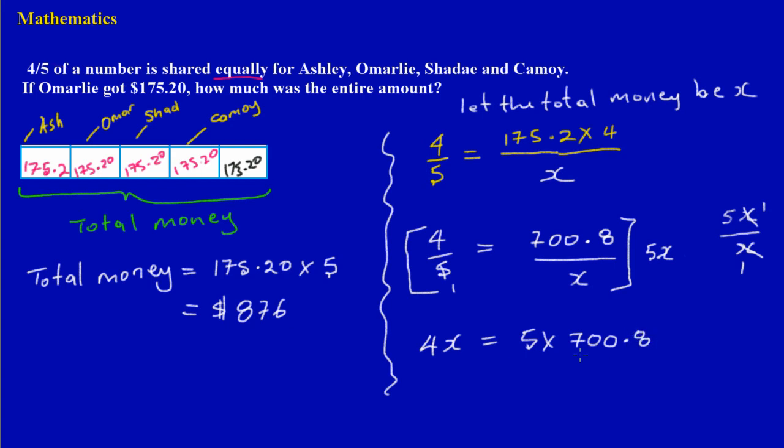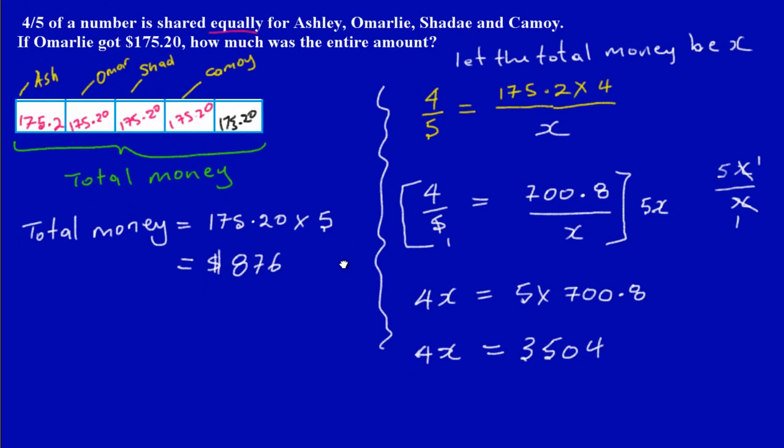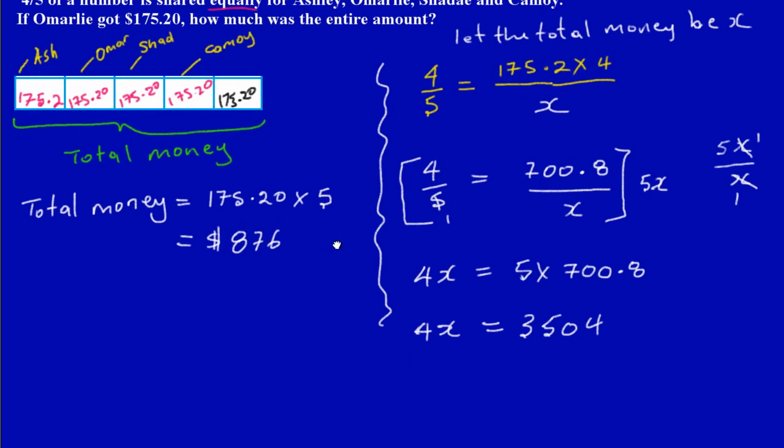780 cents. So what I have here really is 4x, and that is equal to, let me write this properly. So I'm saying 4x is equal to 5 times 780, and that will give me 3,504. Now what I'm doing here, let me just pull up the screen a bit so that you can see clearly what's happening.